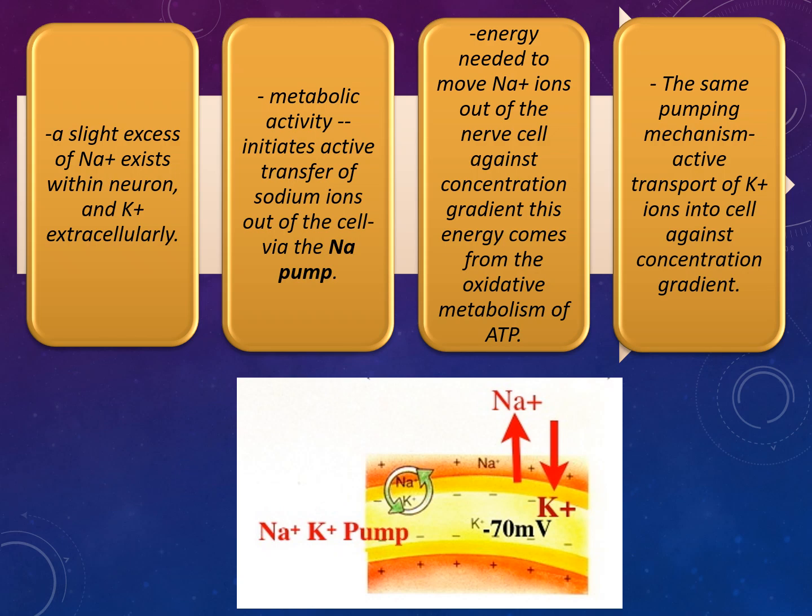It is due to the metabolic activity that initiates active transfer of sodium ions out of the cell via the sodium pump. The energy needed for this, against the concentration gradient, comes from the oxidative metabolism of ATP. The same pumping mechanism activates the transport of potassium ions into the cell against the concentration gradient.